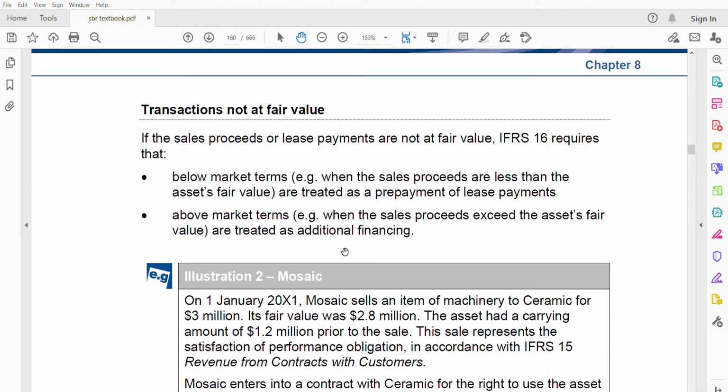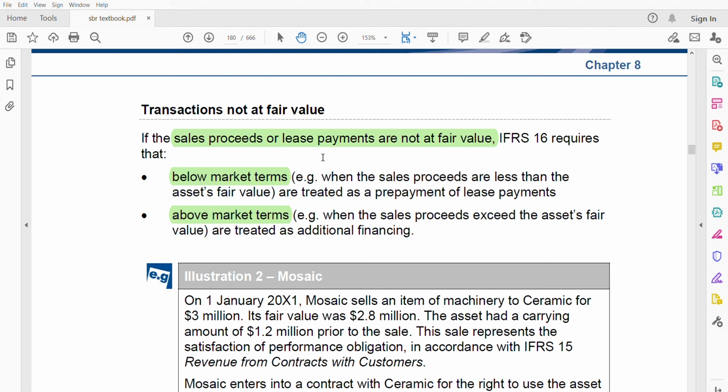If the sale proceeds or lease payments are not at fair value, what should you do? IFRS 16 requires two things. If it is below market value, what should you do? If it's above market value, what should you do? This is a very common area which is asked in the exam. So please be prepared for this area at least. Below market terms and above market terms.